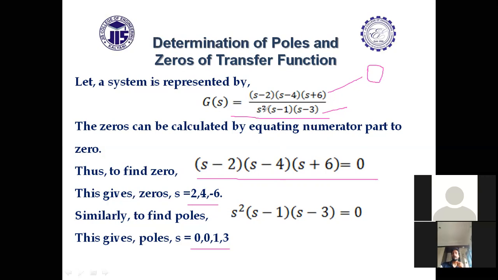Now see here, there is one s squared term. So by solving this, we'll get two roots for the s squared term. If it is s instead of s squared, then we'll get only one root. If it is s cube, then we'll get three roots. Likewise.